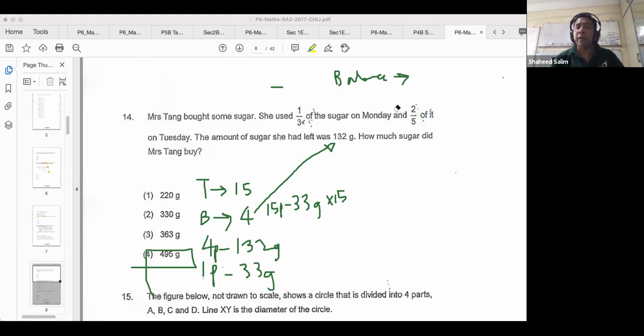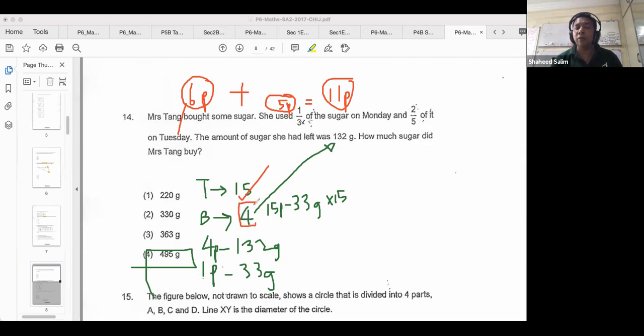This one now, on Monday, you change it to the base of 15, times 5 by 5. So on Monday, you use 5 out of 15 parts. Tuesday, you times 3 to get 6 parts. Altogether, how many parts used? 6 parts plus 5 parts equals 11 parts. Good. Total, how many parts? 15, because you change to 15. 15 minus 11, you get 4. So balance is 4 parts.